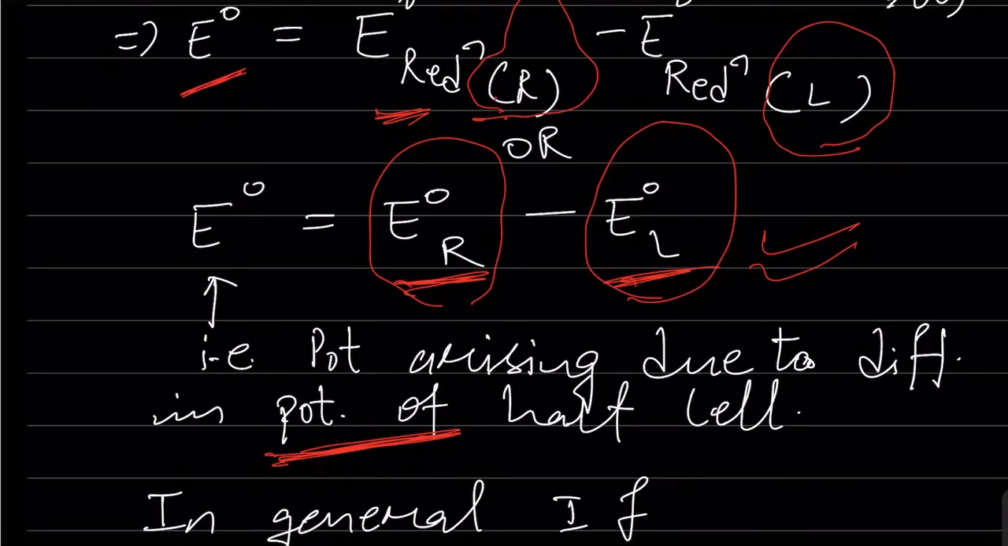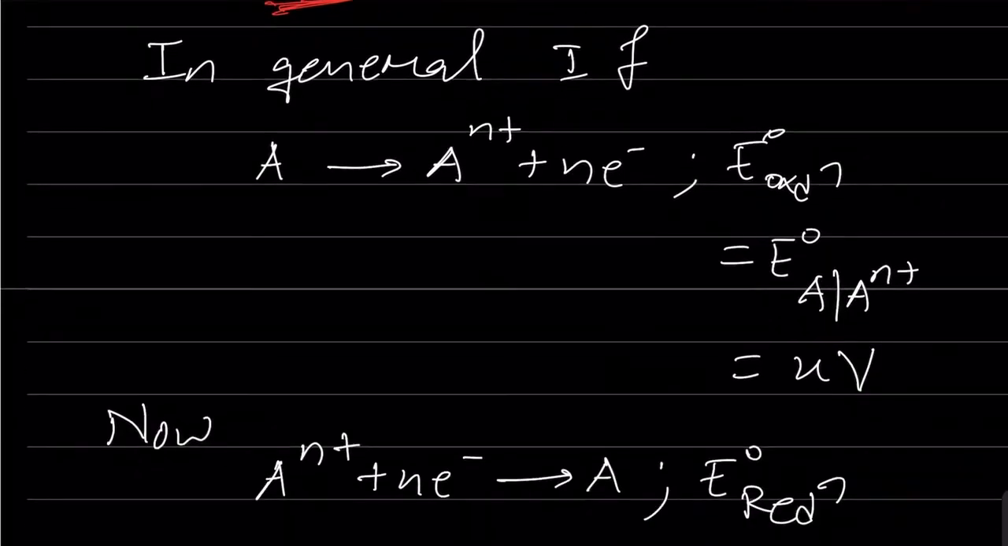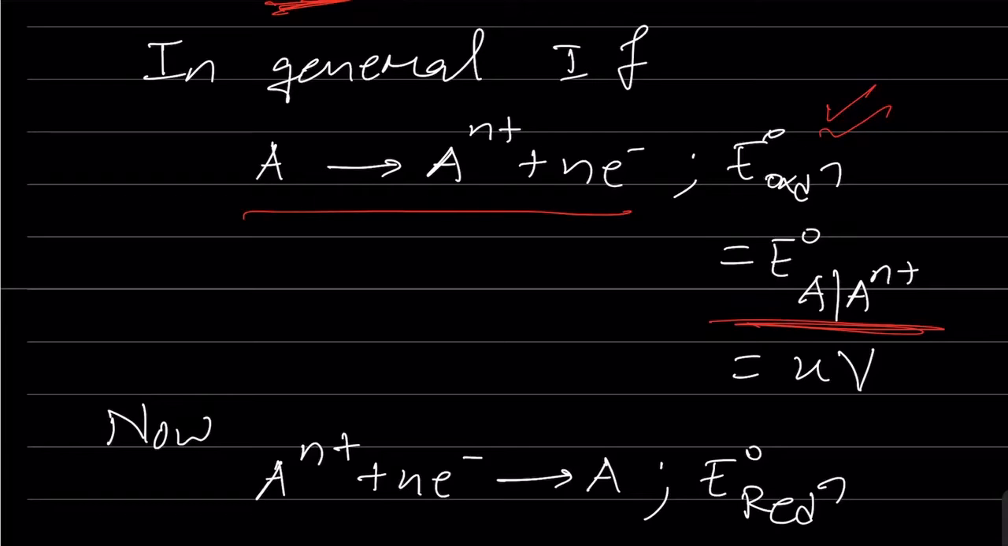Okay, you got this? So in general, let us say we have a reaction. If you still didn't understand, you will understand in one or two examples. There is an oxidation reaction, so this will be represented as E naught oxidation. And how do we represent it? A to A positive. Let us say this is X volt.